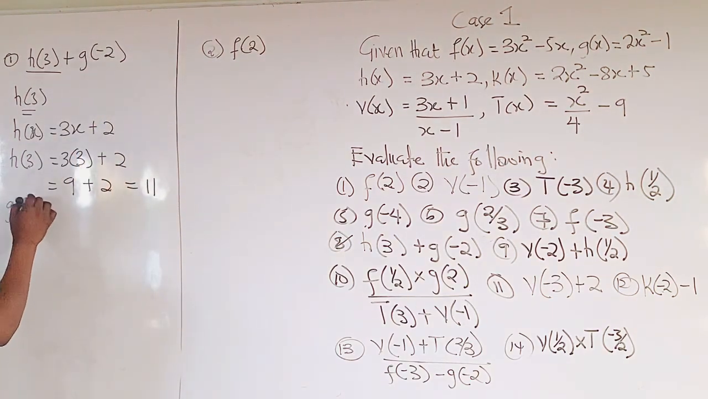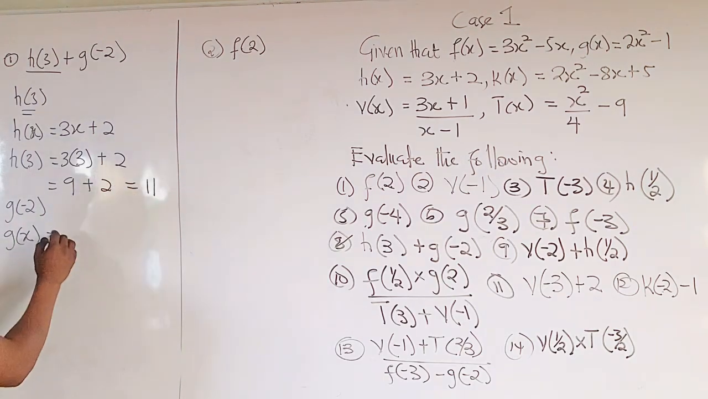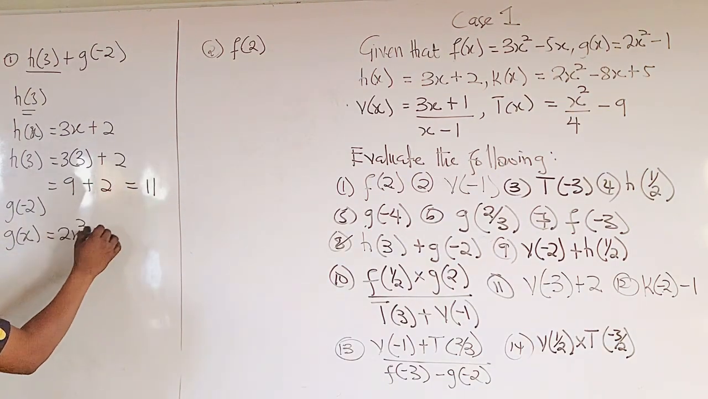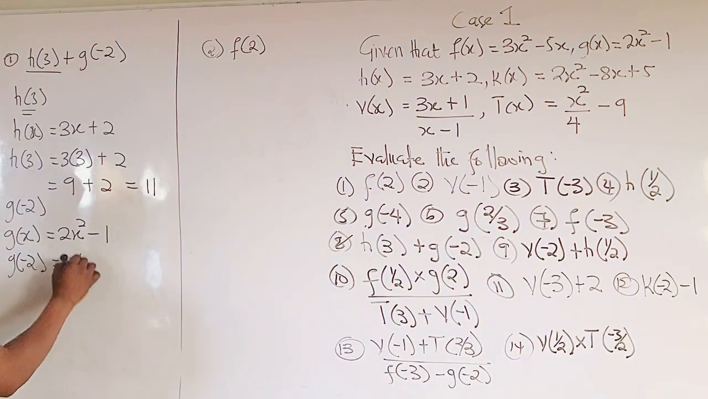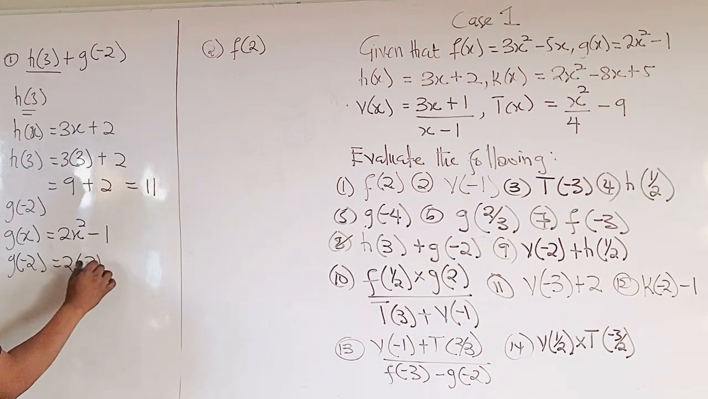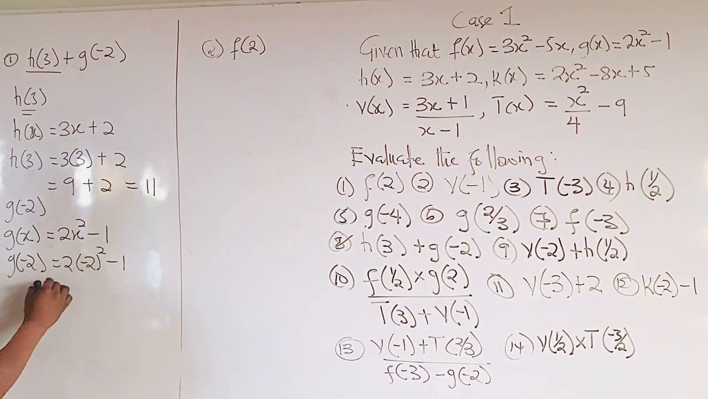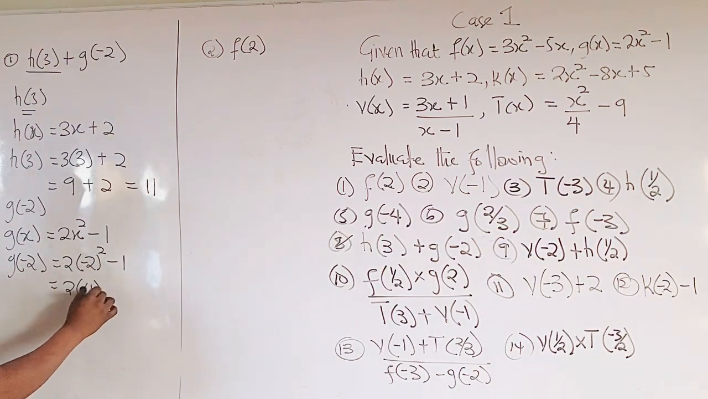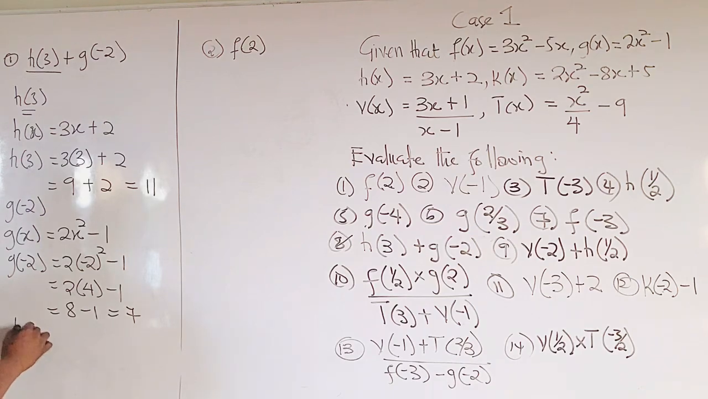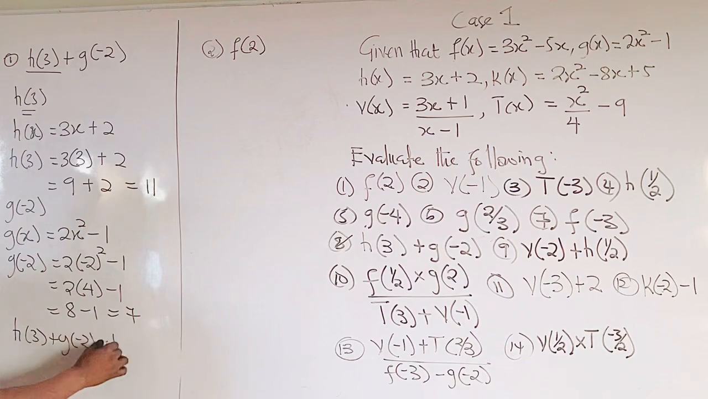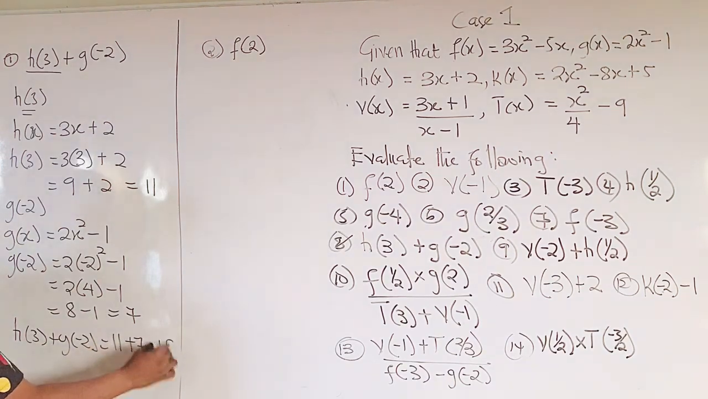Second, we need to find g of negative 2. And we are going to use the g of x function given as 2x squared minus 1. So for g of negative 2, our negative 2 replaces the x in the function, all right? So we have 2 multiplying positive 4 minus 1. 2 times 4 will give us 8 minus 1, which will give us 7. So we can finally say that h of 3 plus g of negative 2 is going to be 11 plus 7, which will be 18.